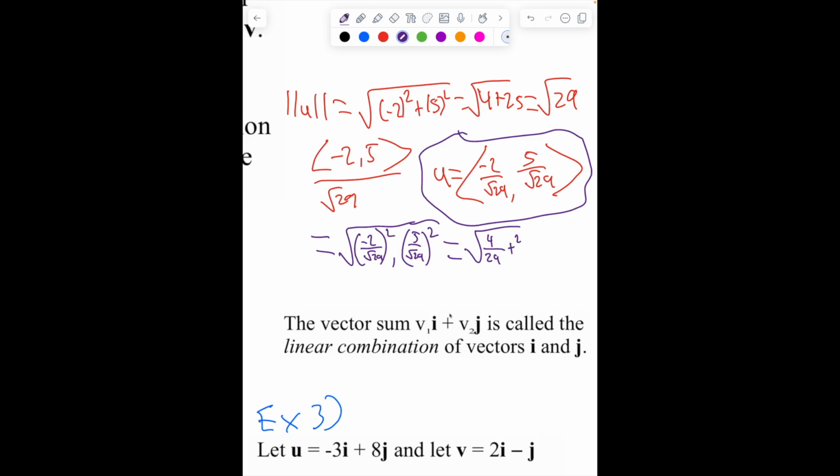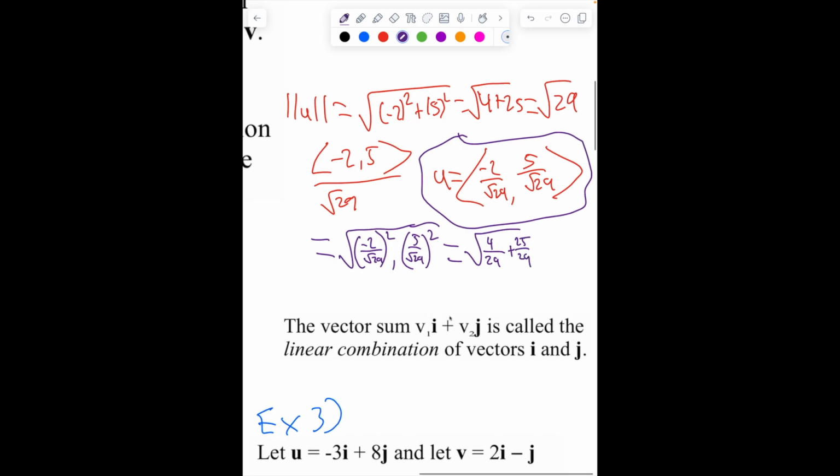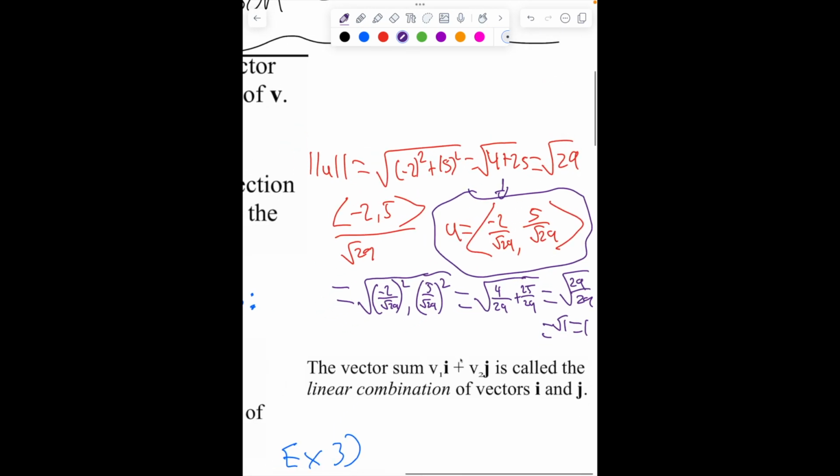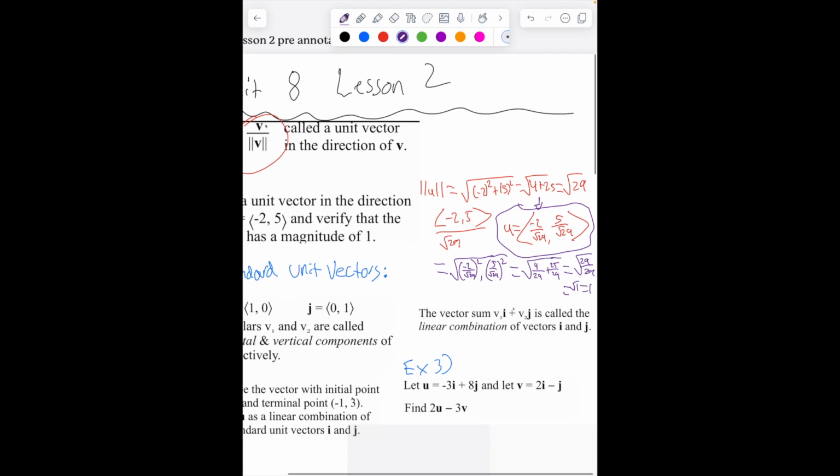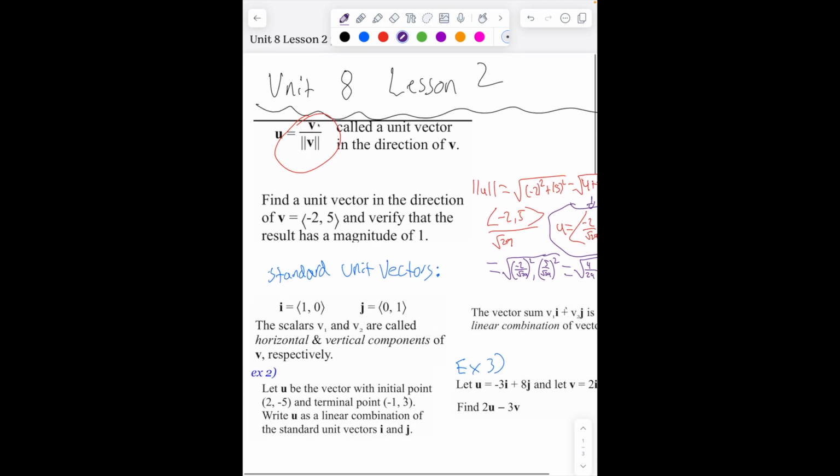5 squared is 25. And how do you undo a square root? You square it. That gives me 29 over 29. Therefore, we get the square root of 1, which is just 1. So after finding the unit vector, I verified that the magnitude was 1, which tells me that yes, it is in fact a unit vector.